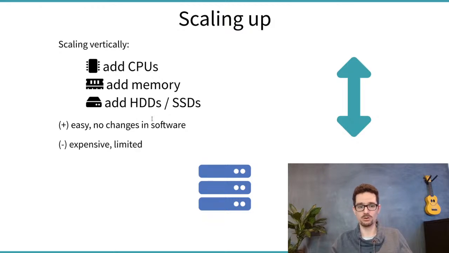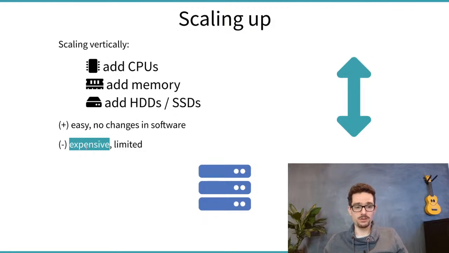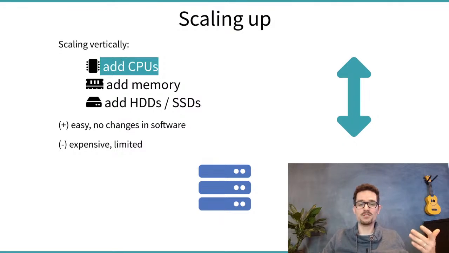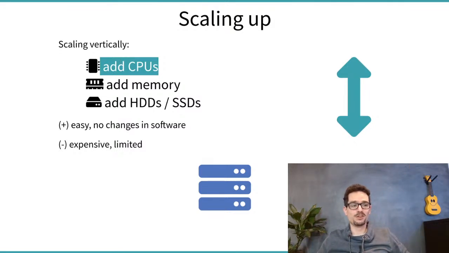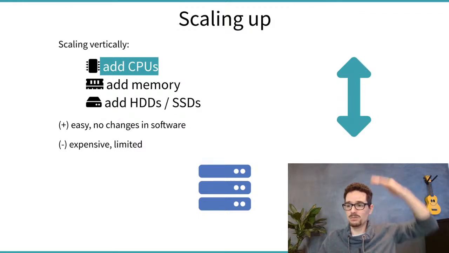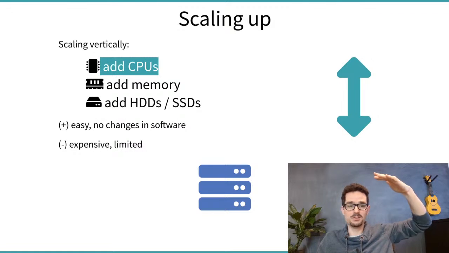It's easy and no changes in software are required, but it's expensive because it is necessary in this approach to buy the best CPU, and the best CPU is much more expensive than twice the second best CPU. So when you come to the limits of what is possible, the best CPU, the fastest memory and so on, the prices are extremely high.